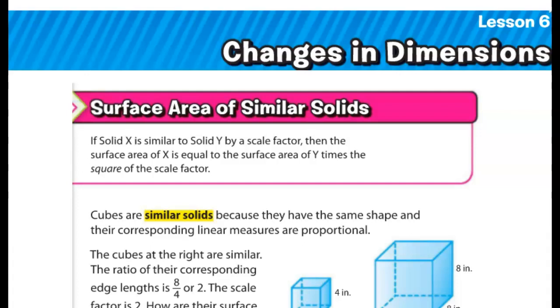All right, you guys, today we're going to take a look at Chapter 5, Lesson 6, Changes in Dimensions. I believe this is the last section in Chapter 8. It looks kind of confusing, you guys, but it's really not too difficult to do whatsoever.